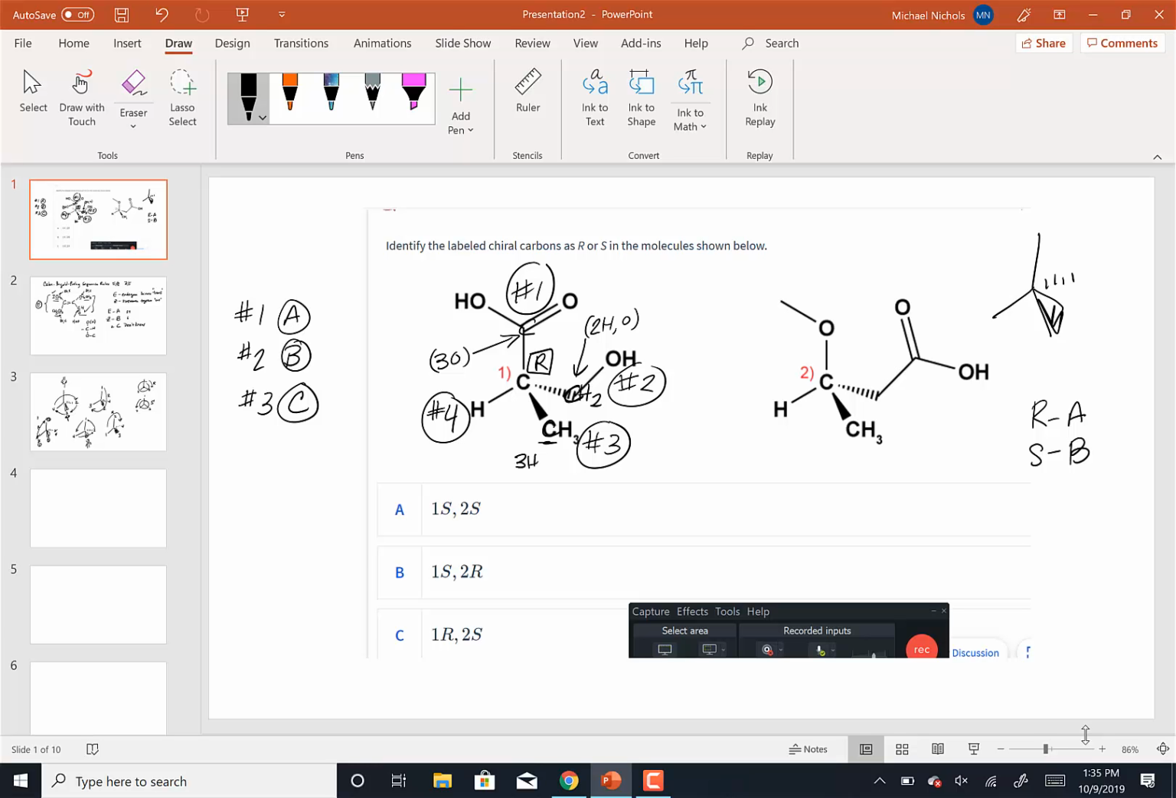And then when you have your answer, it is going to be either A is R, and B is S. A is R, and B is S.